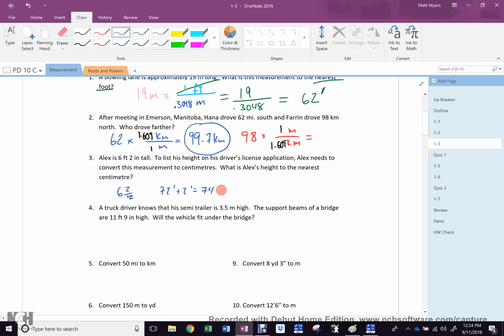So what's that one going to be? 74 times. I go to my chart. I want centimeters. I have inches. Where does the 1 go? With the inches. 1 inch is 2.54 centimeters. Is this a multiply or divide situation? Multiply. 74 times 2.54 to get whatever the answer is. 180? 187.96. So what would you tell me that guy's height really is? 188. Everybody cool? All right.